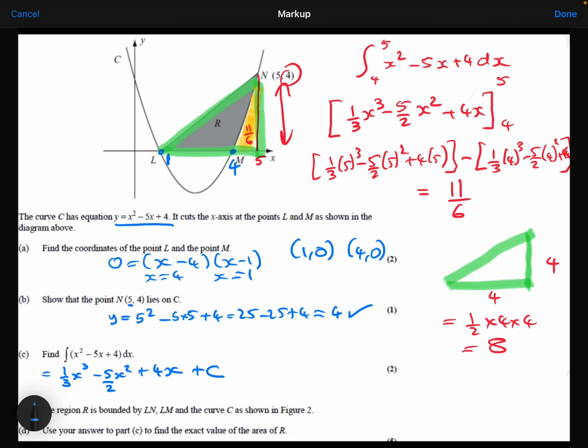So, if I now do the area of the triangle, 8, take away the yellow area, which is 11 over 6, we find that the shaded area R is 37 over 6. And that's my answer.